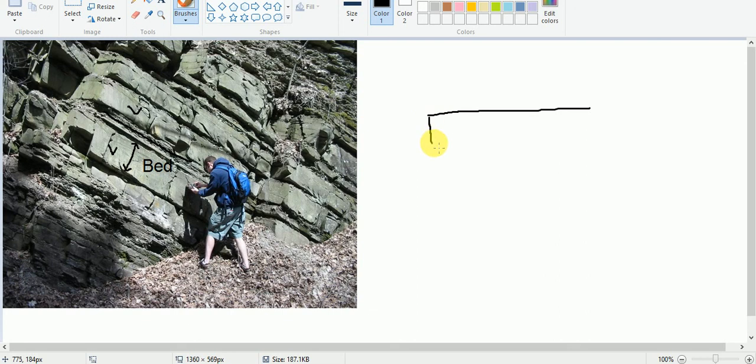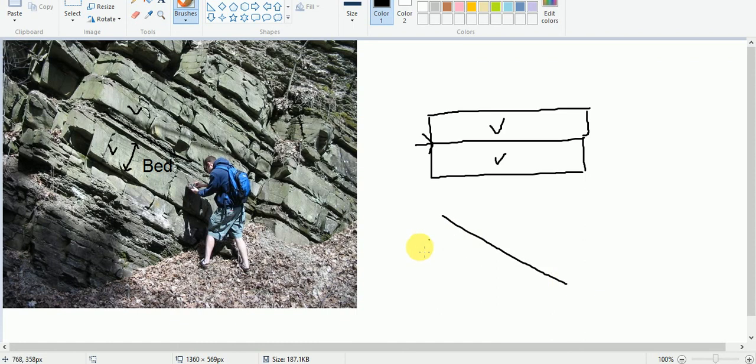This is a bed of this rock formed in a particular geologic time, and below this there may be another bed. Between these two beds we have a plane surface, and this is known as the bedding plane. This bedding plane may be horizontal like this, or it may be inclined like this. In this case we find these inclined bedding planes.